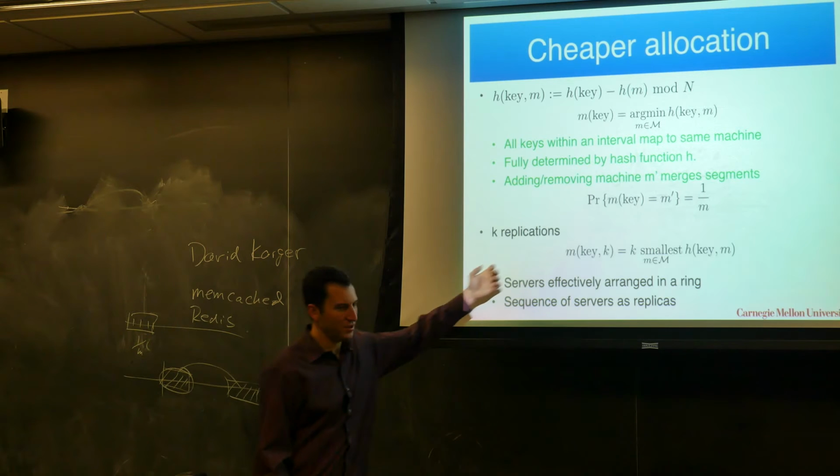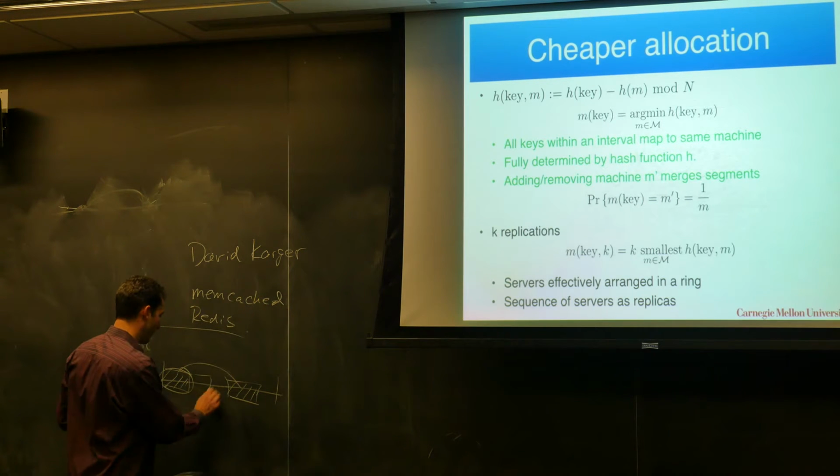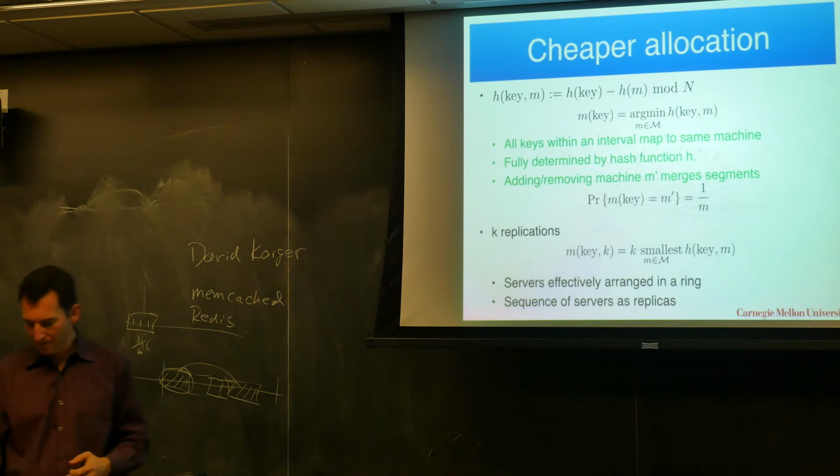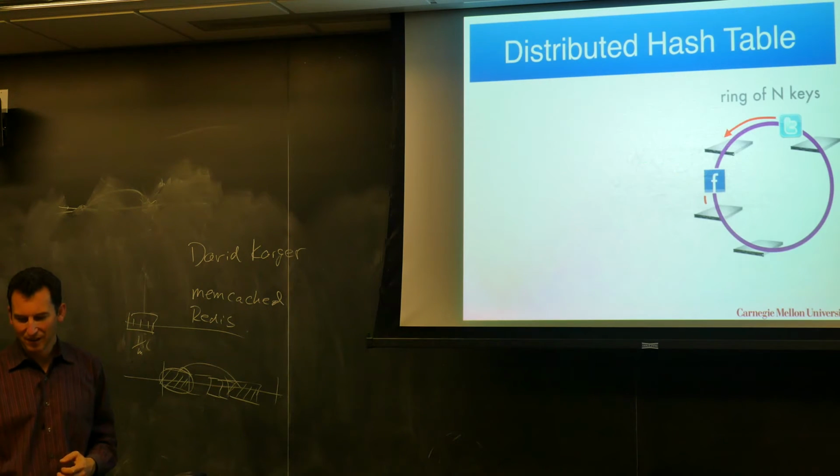Likewise for k replication, I just take subsequent machines. Now that sounds horribly complicated. Here's a much simpler way of thinking about it. So this is called a distributed hash table.